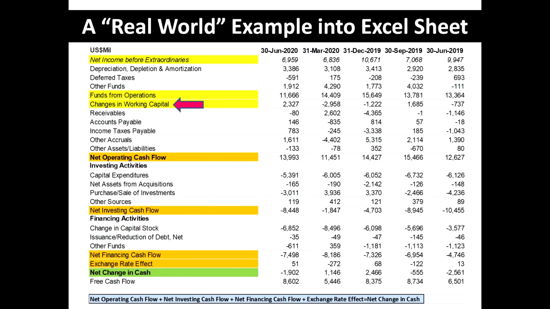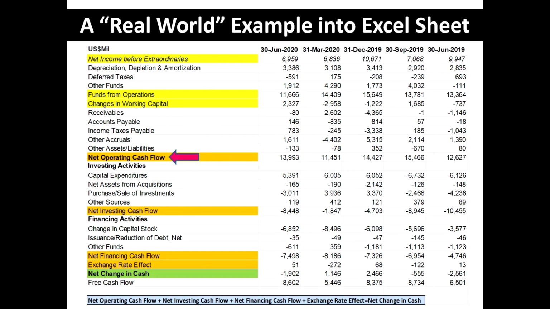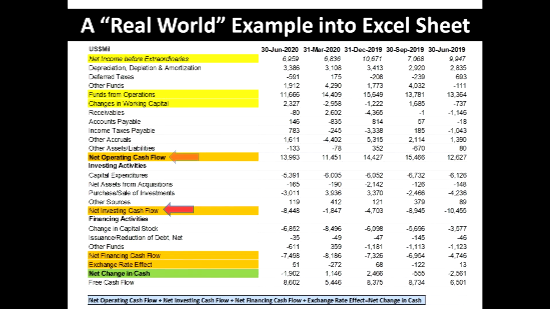The extra funds can be used in short-term investments such as a placement in overnight money markets to yield short-term interest income. Adding funds from operations and changes in working capital will give us net operating cash flow, which I had shaded in orange color. This is one of the 4 components in the formula to arrive at the net change in cash, aka net cash flow. The next orange shaded component is the net investing cash flow.